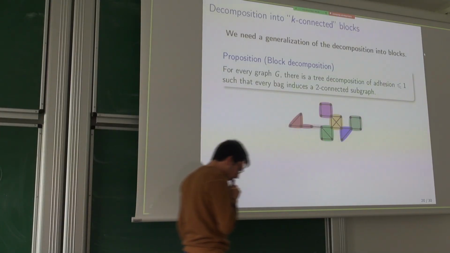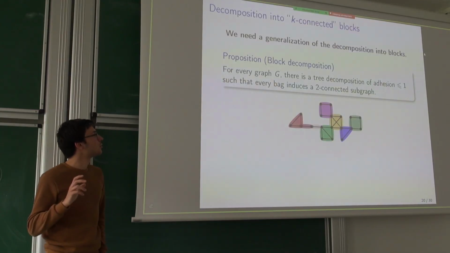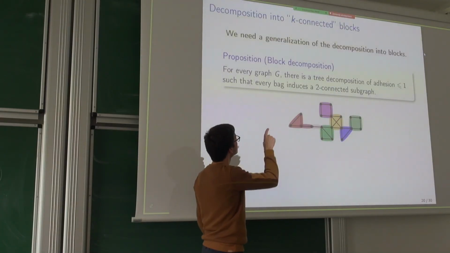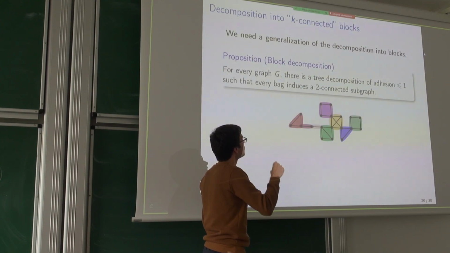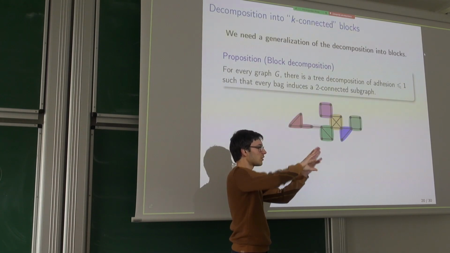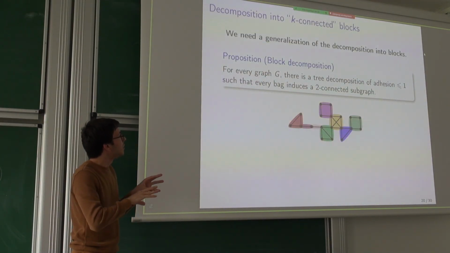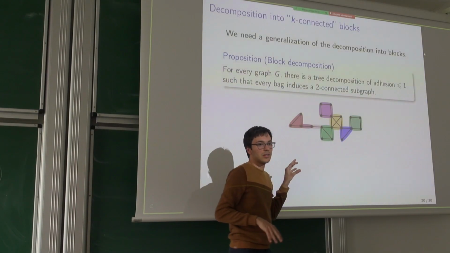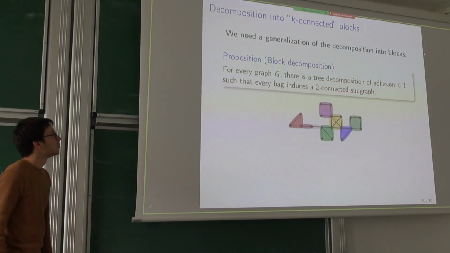So why is it relevant for us? Because it's very helpful to generalize the notion of decomposition into blocks. You can say that the decomposition into blocks of a graph G is a tree decomposition of adhesion at most 1, because between two blocks you have at most 1 vertex, which is a cut vertex. And every bag will be one block, and so it will be two-connected. It induces a two-connected subgraph. So this is what I consider the decomposition into blocks.